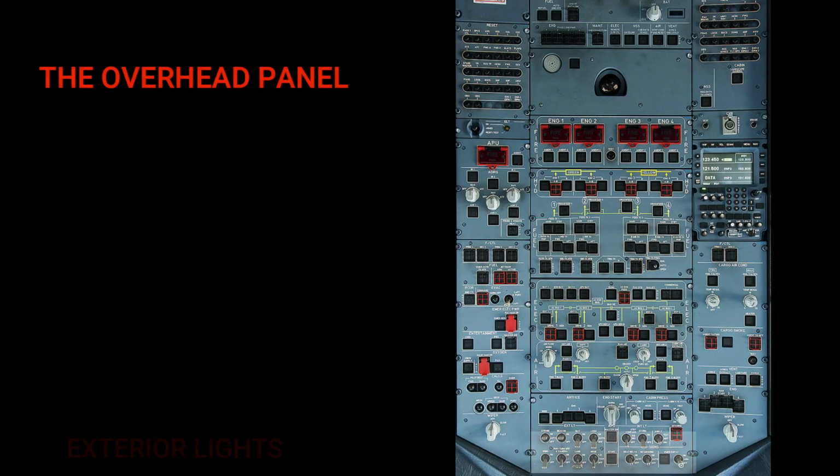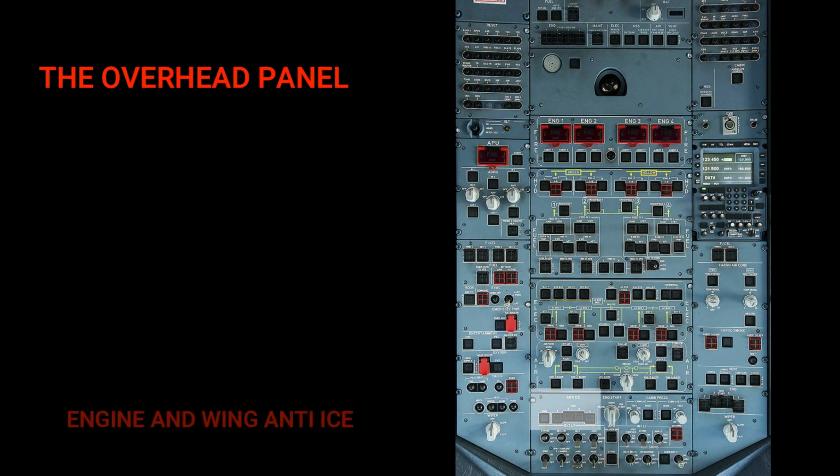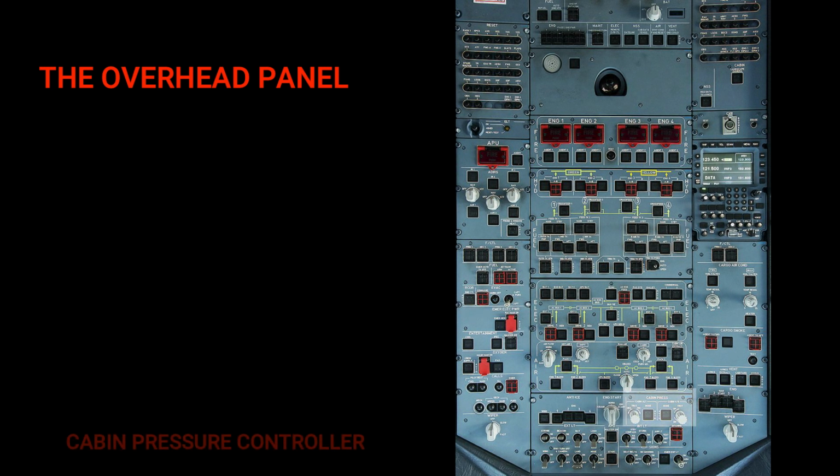We start the overhead panel with the exterior lights. Following on from this, we move on to the wing and engine anti-ice controllers. It is then on to the engine start selector, which we need to turn on before starting the engines. The cabin pressure controller, which controls the pressurization of the aircraft, is our next buttons.